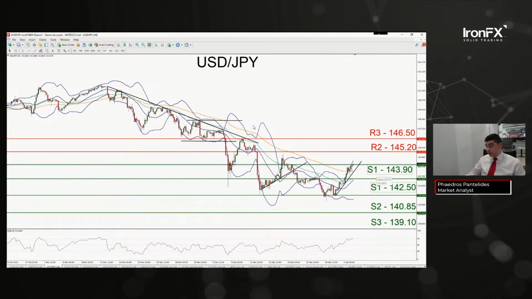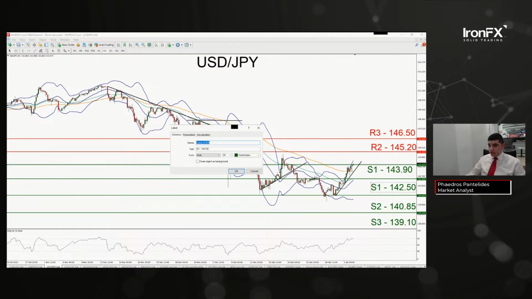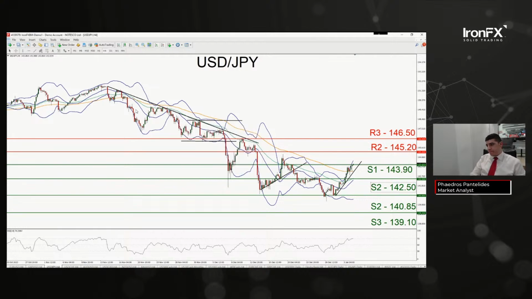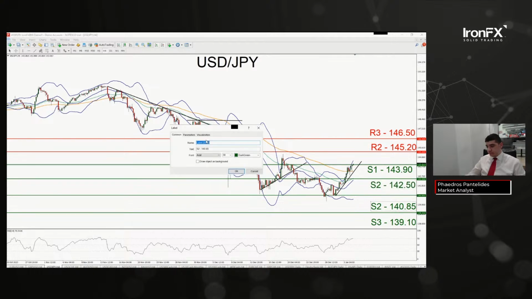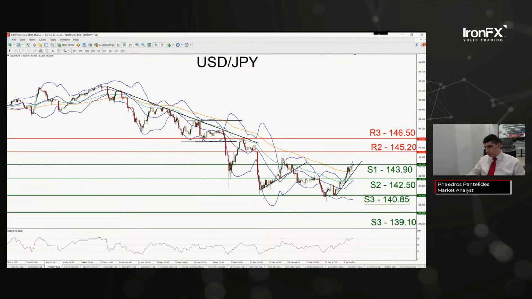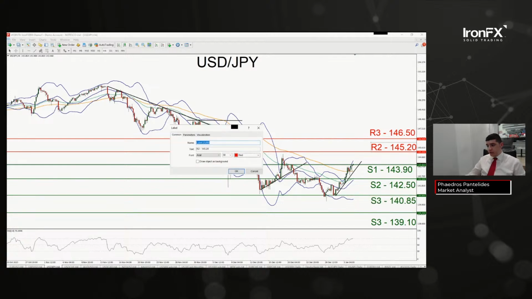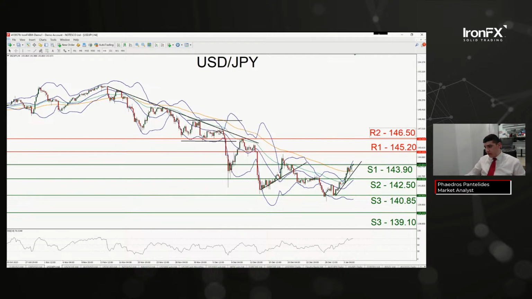Turn this to green. Then for S2, 142.50. S3, 140.85. And then we'd have R1, 145.20. R2, 146.50. And then hunting for R3.